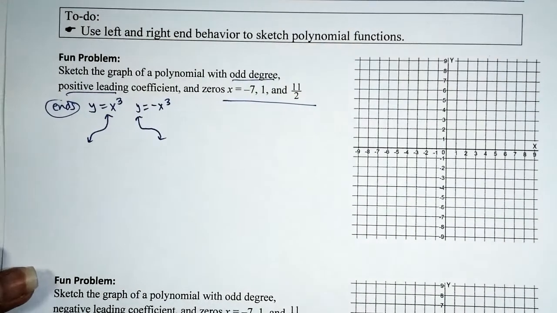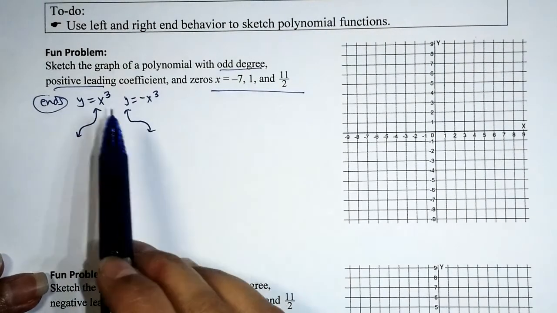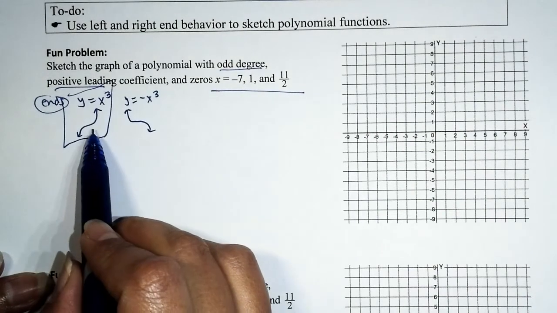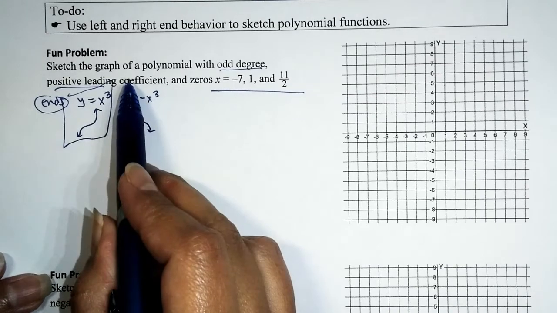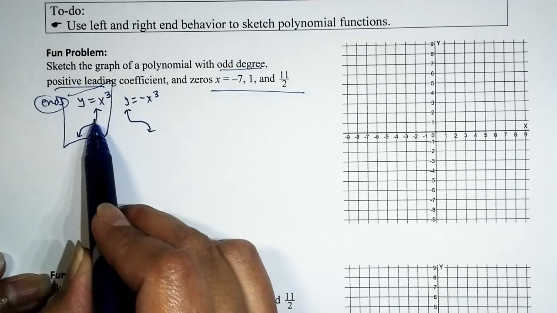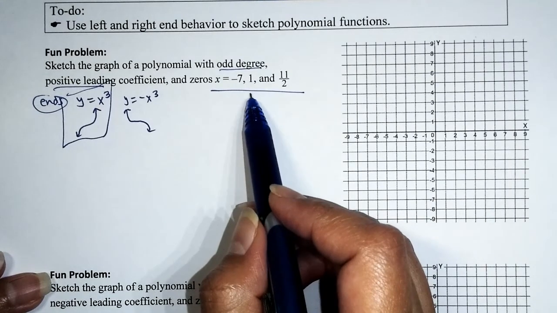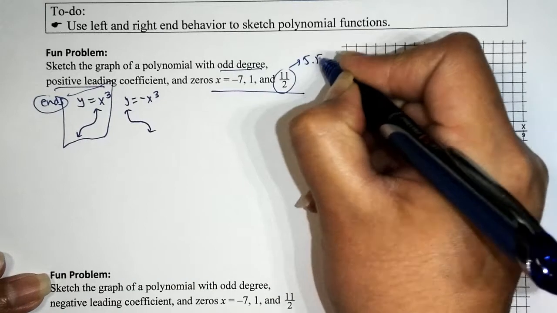Cool. All right, so in this case, we have a polynomial with odd degree, positive leading coefficient. The moral of the story is this: the left and right hand behavior, as we pull to the right, the function should go up. As we pull to the left, the function should go down. These are the zeros: -7, 1, and 11 halves. 11 halves is 5.5.